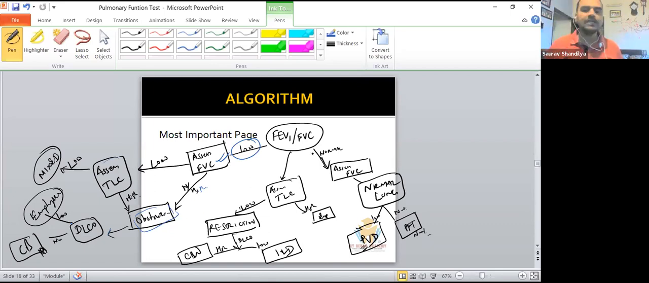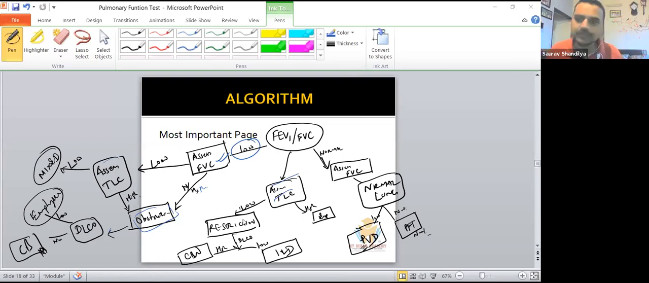Now if the FVC is normal or whatever, we have to check TLC, total lung capacity. I'll go slow. Okay. So we are checking TLC, total lung capacity. If it is low, definitely it will be restriction.